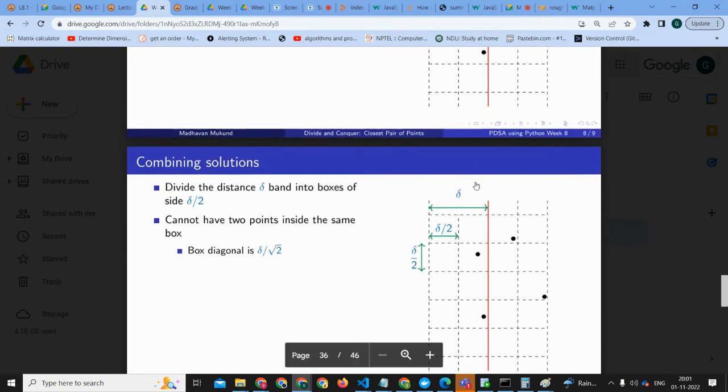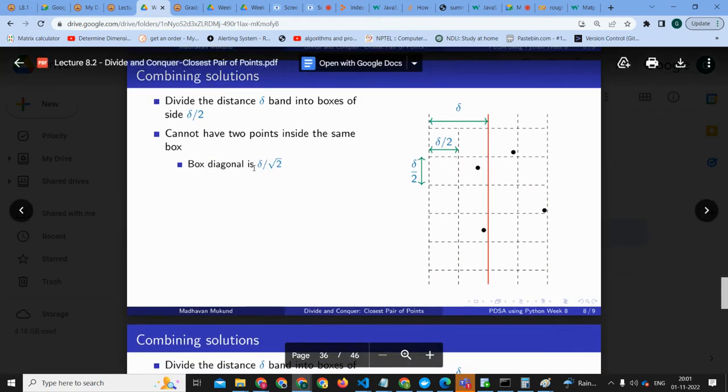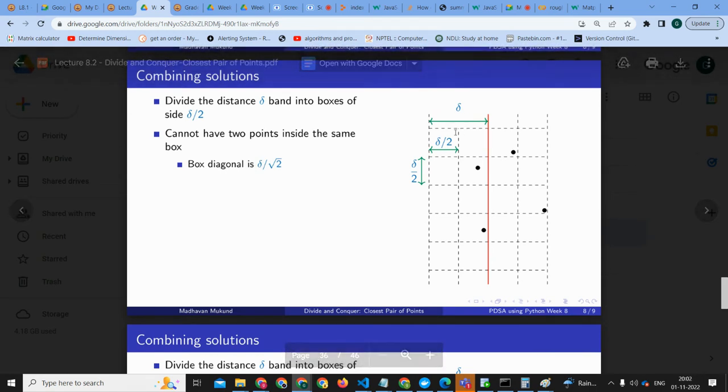Okay. Correct. And then what are we doing? So the box diagonal is, yeah, that's okay, right? I mean, the diagonal distance is going to be delta root 2, by Pythagoras theorem.